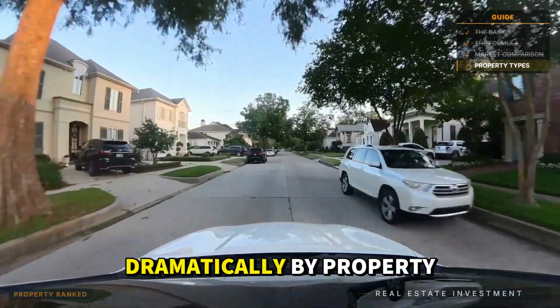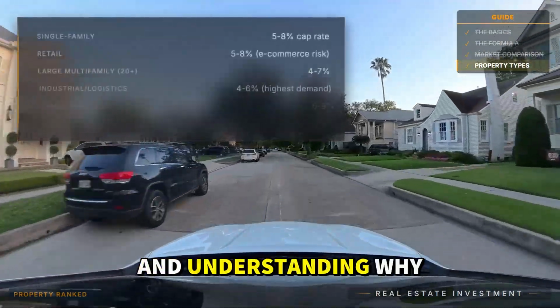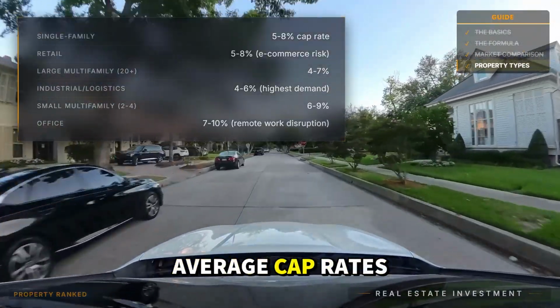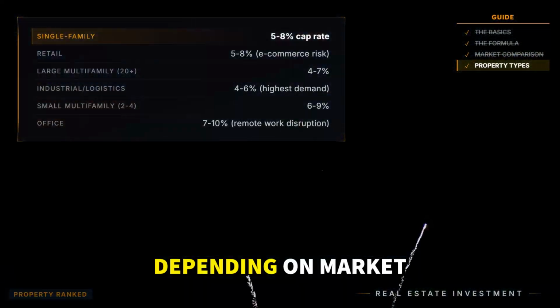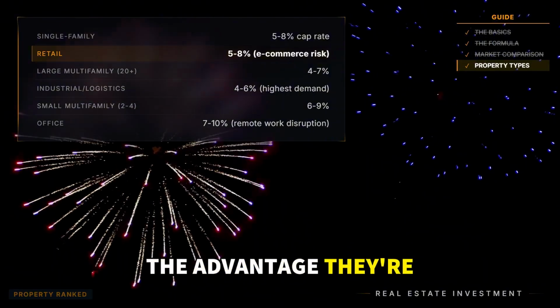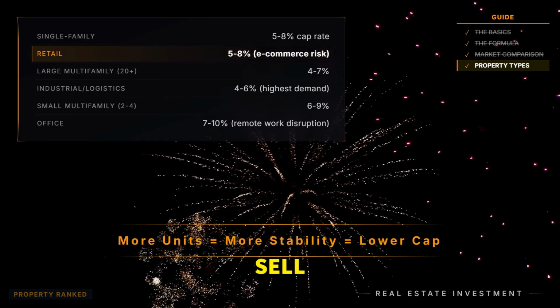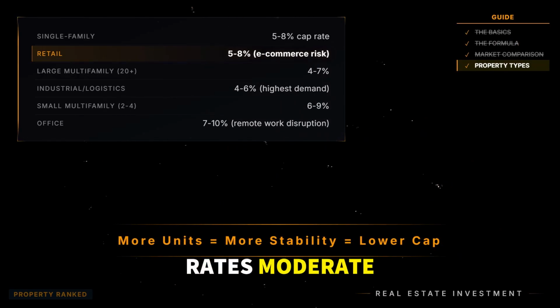Cap rates vary dramatically by property type, and understanding why gives you an edge. Single-family rentals. Average cap rates of 5 to 8% depending on market. The advantage: they're the easiest to buy, easiest to finance, and easiest to sell. Liquidity keeps cap rates moderate.